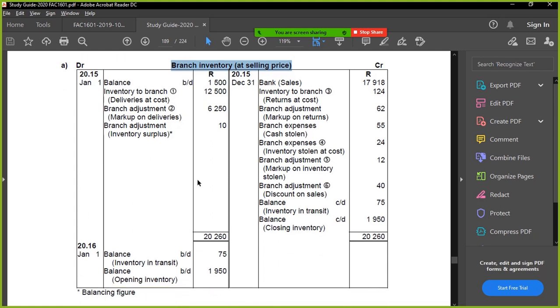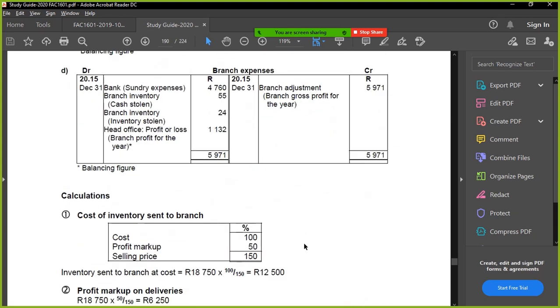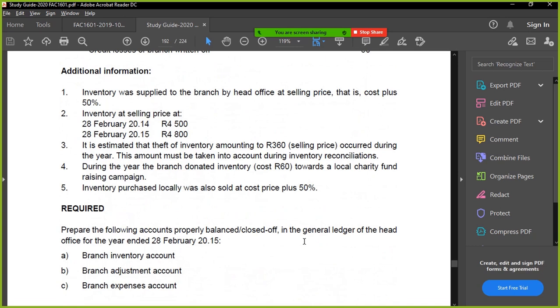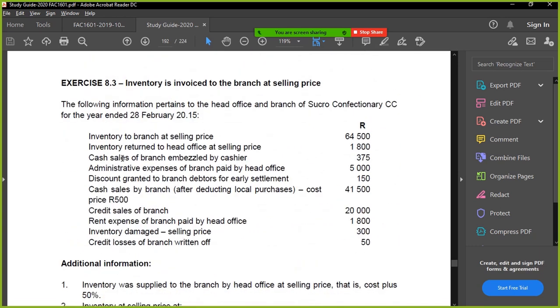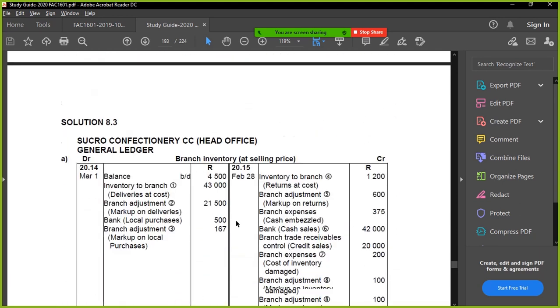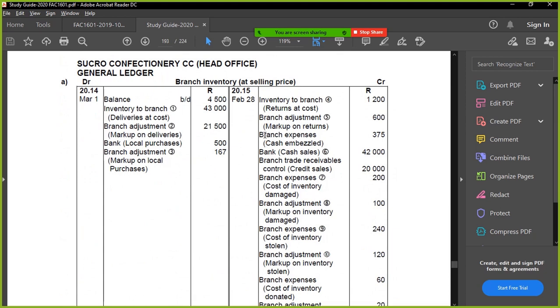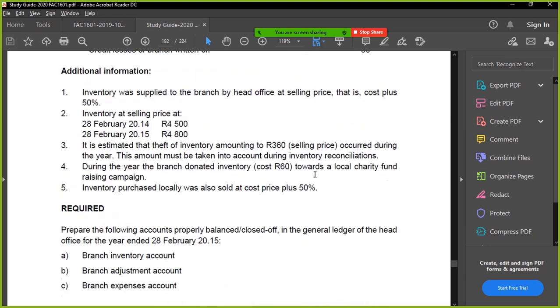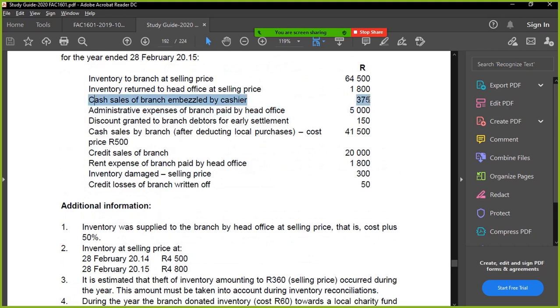Something else we identified was when cash is stolen. I don't think it was in this one, I think it was in the other one. Yes, here, the embezzlement, this one. Cash embezzled by the cashier. When you had a scenario where cash was stolen from the branch, they accounted for that cash as part of the branch's expenses, in the branch inventory account. So the cash embezzled of 375 was the 375 here that was stolen from the branch. Does that make sense? Yes.